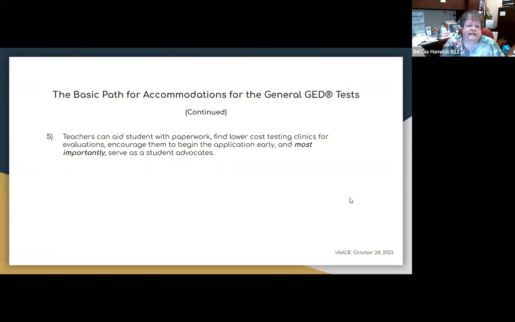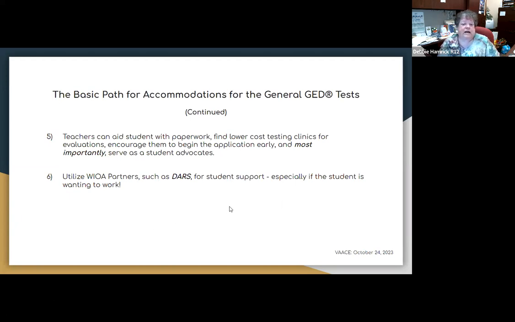We find that a lot of our students who are self-identifying are old enough that IEPs and special education was not what it is now, and they don't have that kind of information. Again, we can help serve as a student advocate and help them find those locations and get the support that they need. Again, utilize your WIOA partners. I'd already said about contacting DARS.